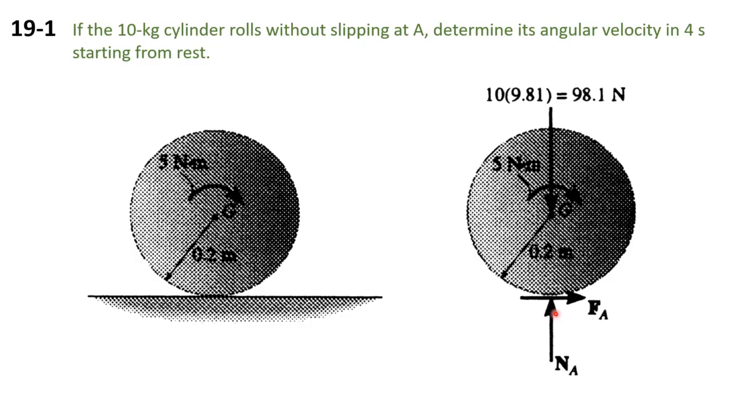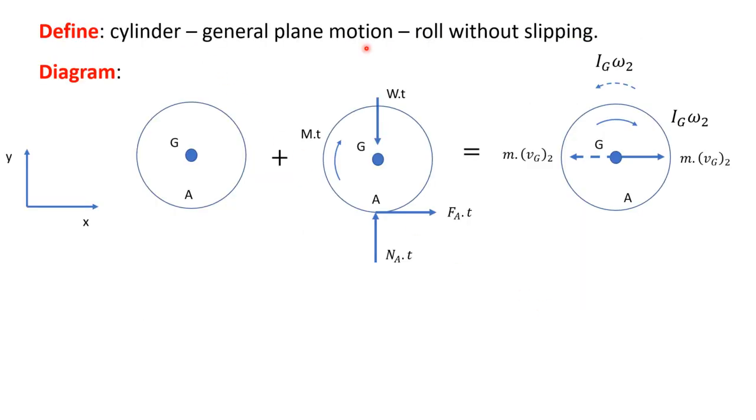Again, we can simply sketch that as a kinetic diagram and a free body diagram, as we're going to see on the next page. We need to define first that the cylinder has general plane motion, rolling without slipping. The free body diagram will look like this: the weight going down, the friction force and the normal force, and also the torque going in that direction. In the kinetic diagram, we are going to have Ig omega 2, and the mass multiplied by the velocity 2 of the center, because the velocity 1 was 0. That's the point A.